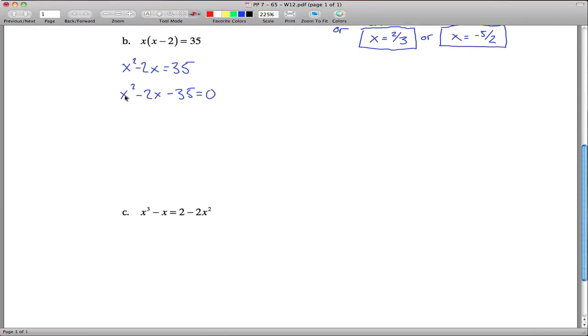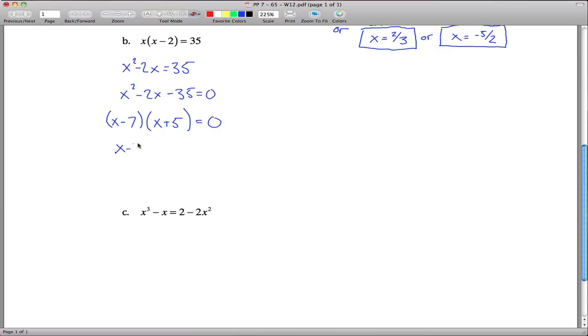See, so we have a trinomial whose leading coefficient is 1. So all we need to do is find 2 numbers that multiply to negative 35 and add to negative 2. I think if you try that for a little while, what you'll come up with is negative 7 and positive 5. So now that we have it completely factored, we can solve it.